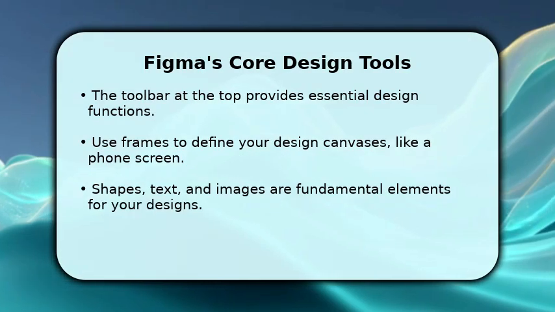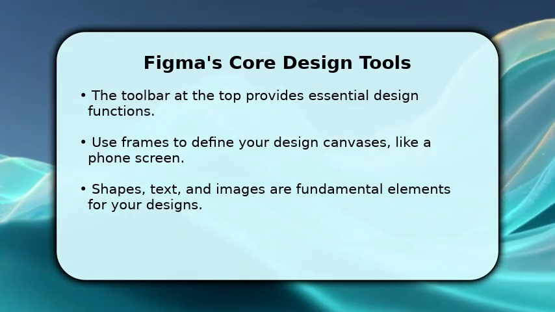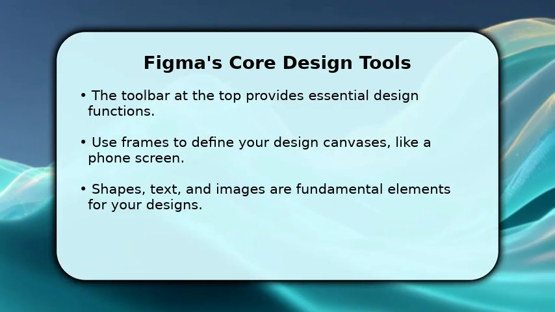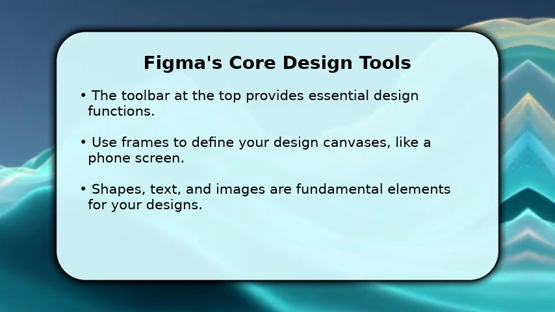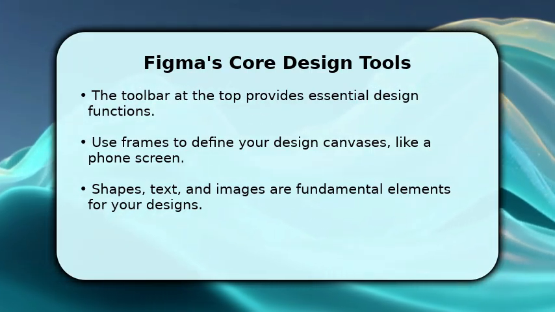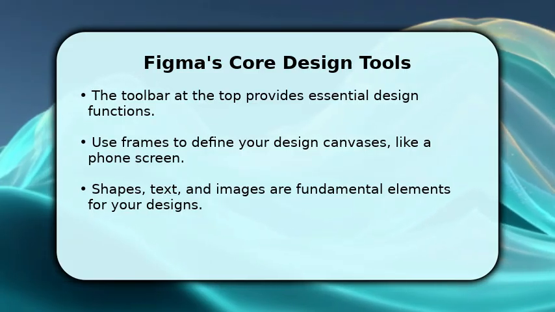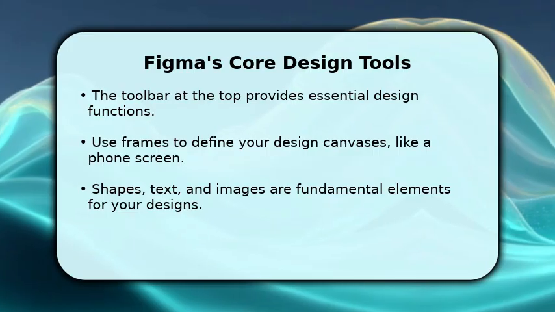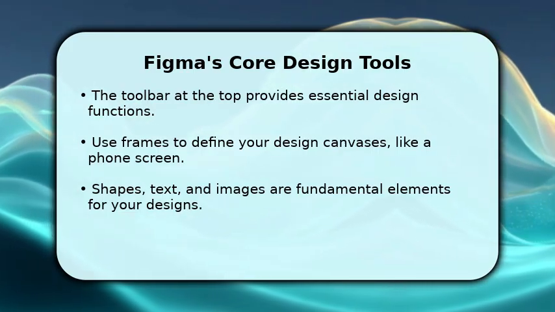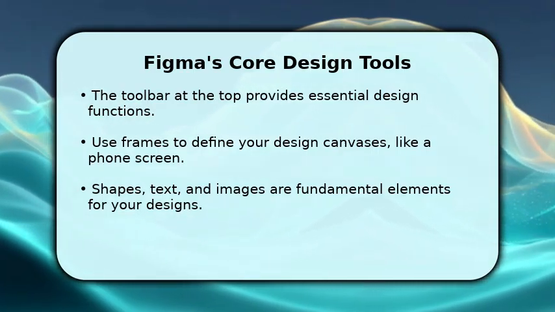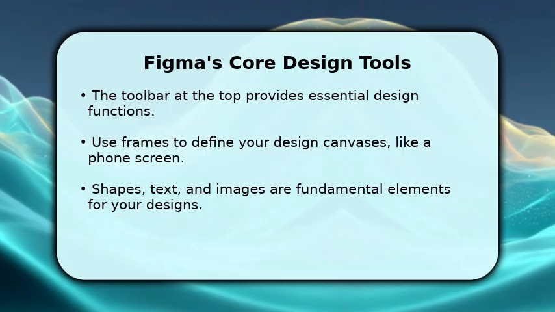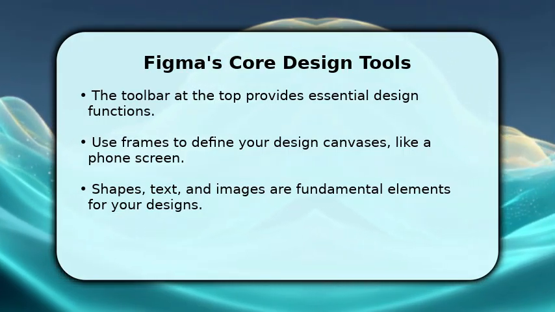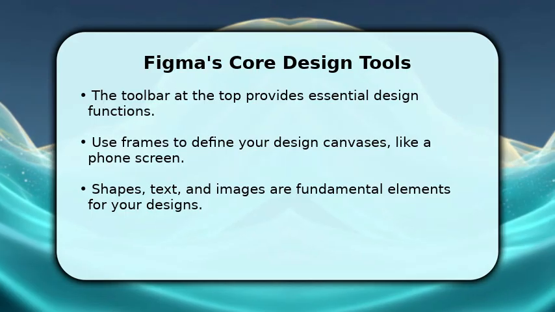Let's explore the basic tools. On the left sidebar, you'll find layers and assets. The top toolbar houses your main design tools, the Move tool, Frame tool, and Shape tools. Select the Frame tool to create a new canvas, choosing from preset sizes like a desktop or mobile device. You can then add rectangles, circles, text, and images to build your design. Experiment with these to get comfortable with the interface.